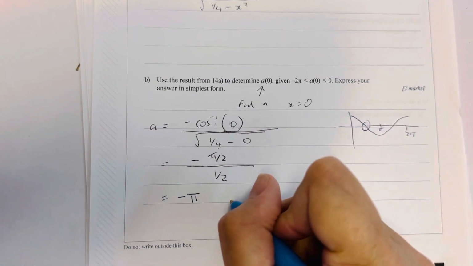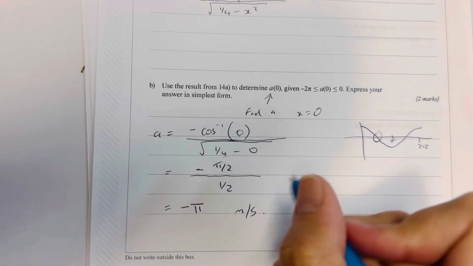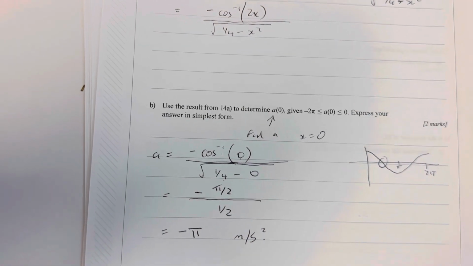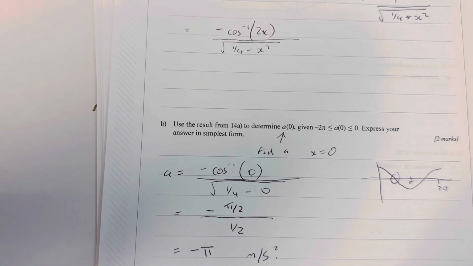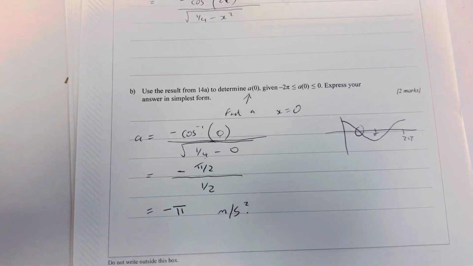I probably should put meters per second. Oh, meters per second squared, because it is acceleration. And that's that question done.